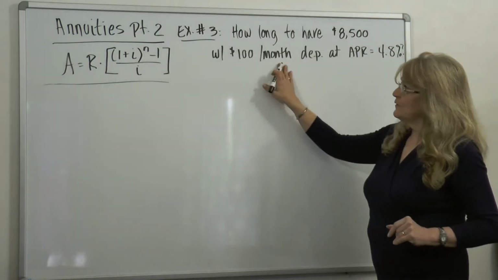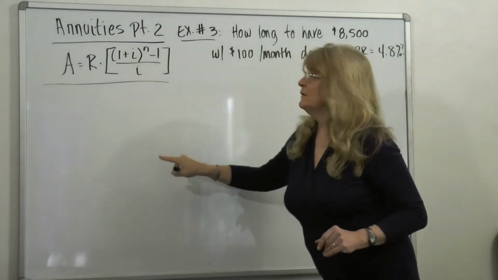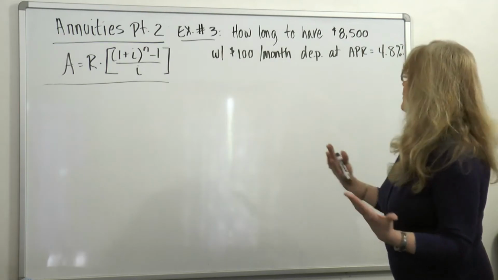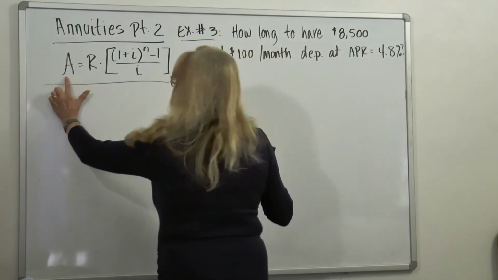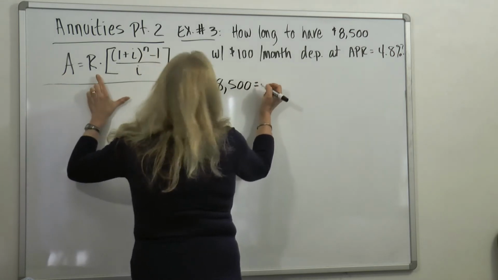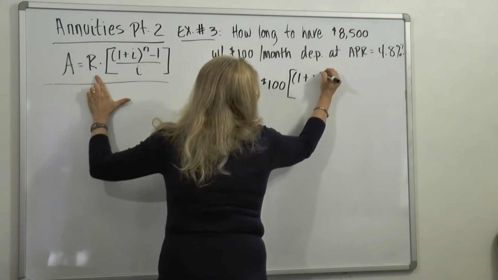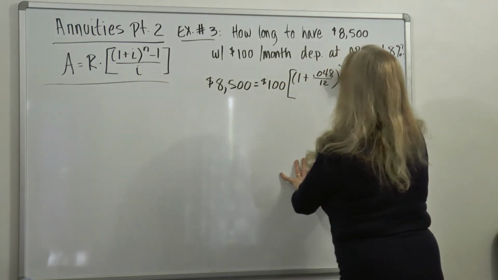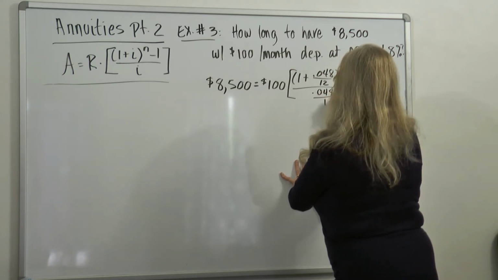Okay, so monthly, so I'm going to be taking 0.048 divided by 12. That'll give me my I. And I'm going to be looking for that N because I'm saying how long. So how many months is it going to take until I have 8,500? So my ending amount is going to be 8,500 with my monthly deposit of $100, (1 + 0.048 over 12) to the N minus 1, over 0.048 over 12.